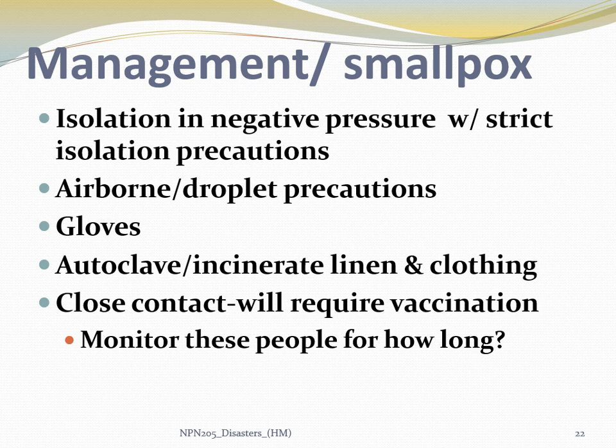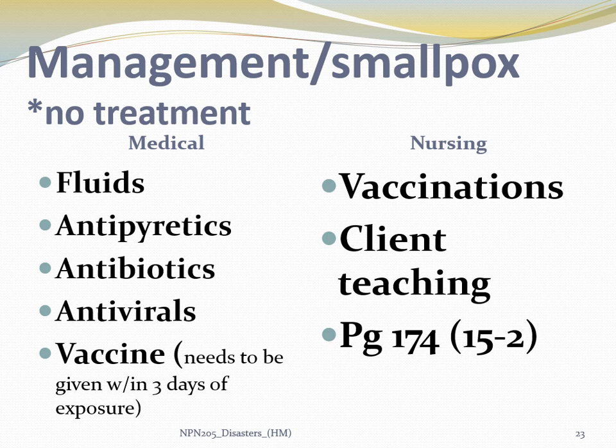Close contact with this person. So if you have been in close contact with this person before or after they were diagnosed with smallpox, you will require vaccination and monitoring. So if the person was in close contact, we're going to monitor the other person for at least 17 days. All right, page 194 has more information on that as well. So be sure you read through that.